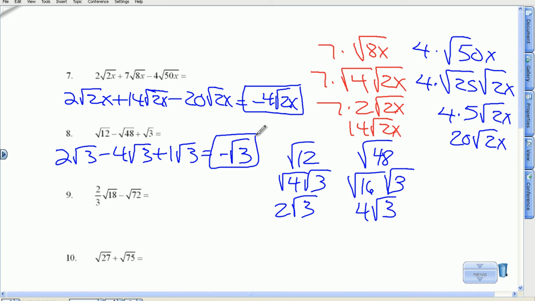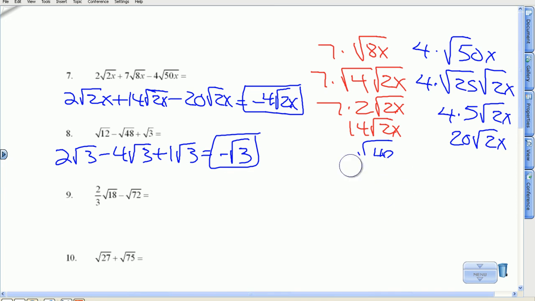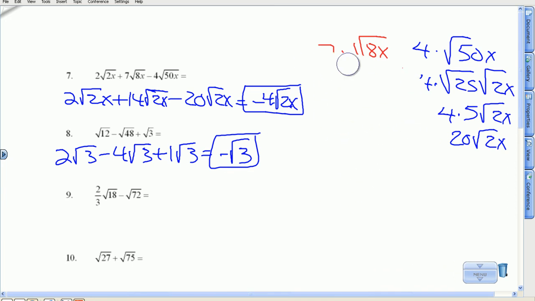Alright, let's move some stuff around here, or actually I'll erase a little bit of this, give us some room. We're going to need some space. So let's get some space.